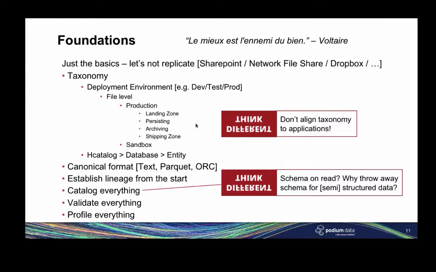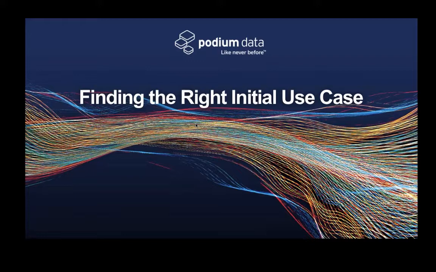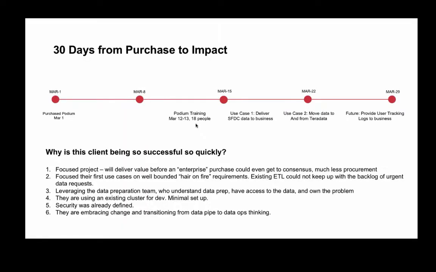All right. So again, now we're getting started. What does that initial use case look like that's going to make us successful? I'm going to walk through a fairly recent client that went from a purchase on March 1st to, by the end of March, delivering actual value to the business. And how this looks like a really great model for moving forward.